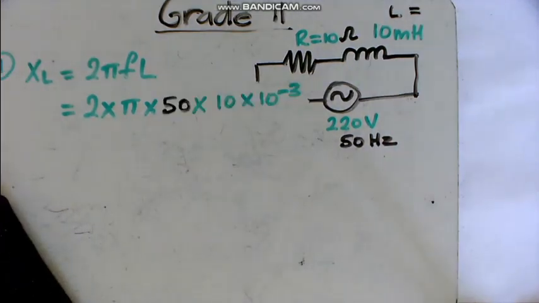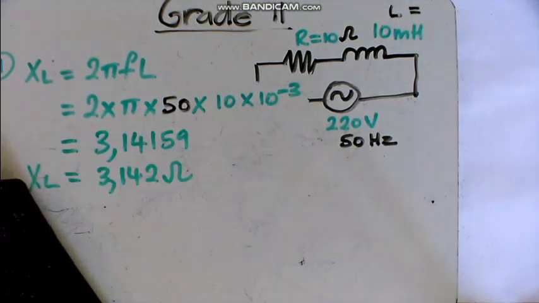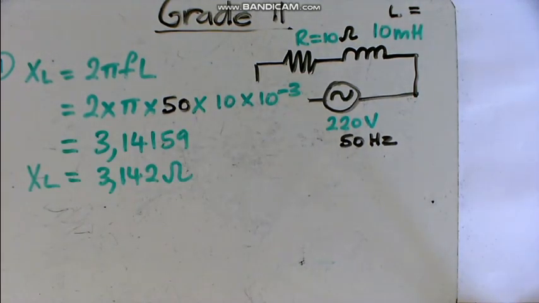Right, we substituted our values, punch it into our calculator, get a final answer. And we get the answer 3,142 ohms. So that is our inductive reactance.